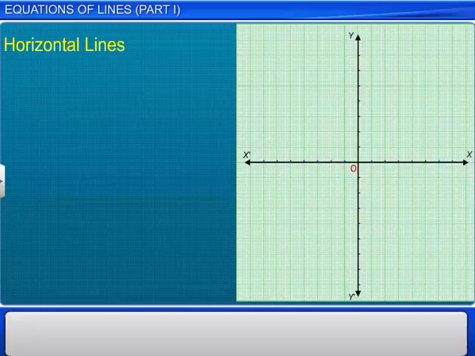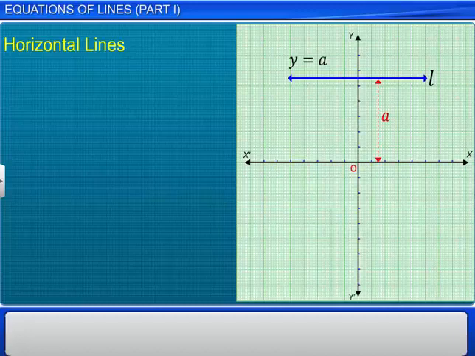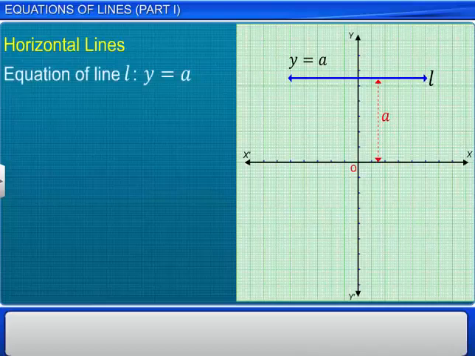Let us start with equations of horizontal lines or lines that are parallel to the x-axis. Consider a horizontal line L that intersects the positive side of the y-axis at a distance a from the x-axis. The y-coordinate of every point on line L at any position is a. Thus, the equation of line L is y = a.